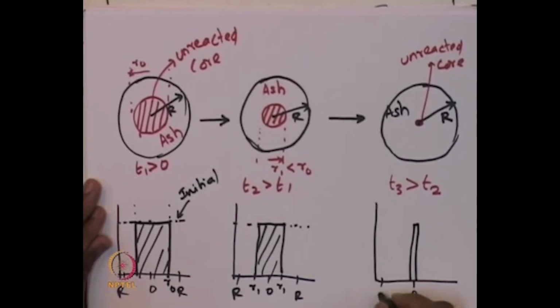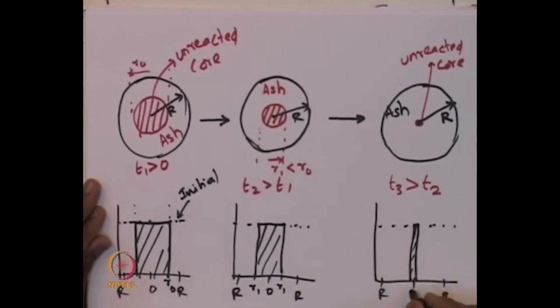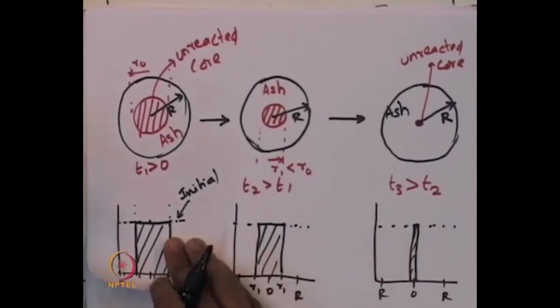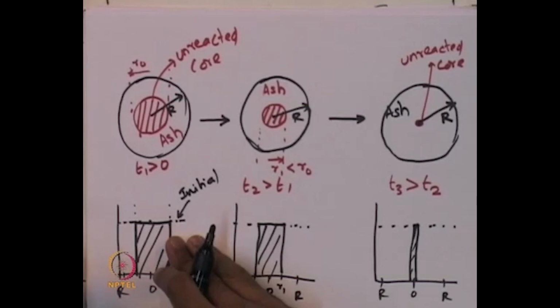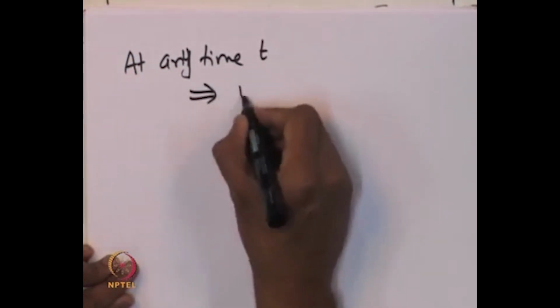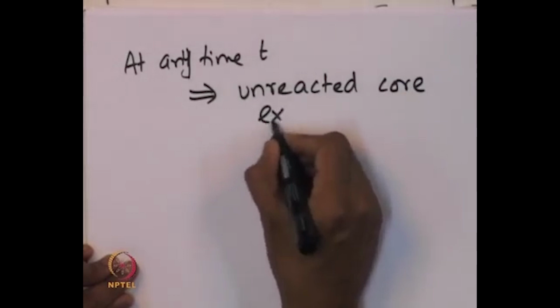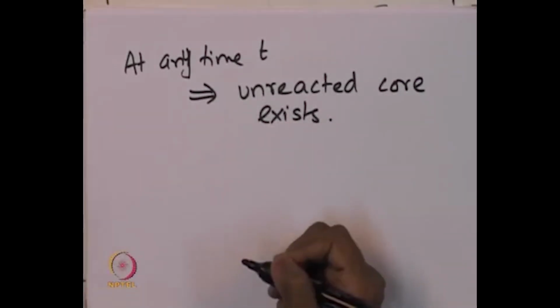So, this is at 0. 0 is the center of the sphere, and so the unreacted solids are now present only in this very small region around the center of this particular sphere, if you assume that the solid core in which the reaction is started is actually a spherical particle. So, what this model assumes is that at any time an unreacted core always exists. This might be very small or very big, but at any time there is always an unreacted core.